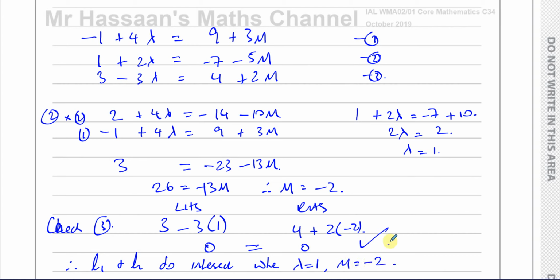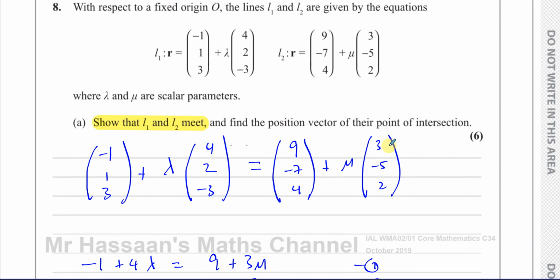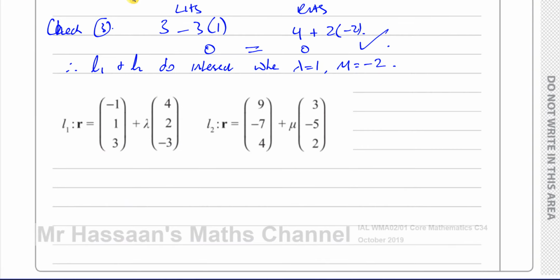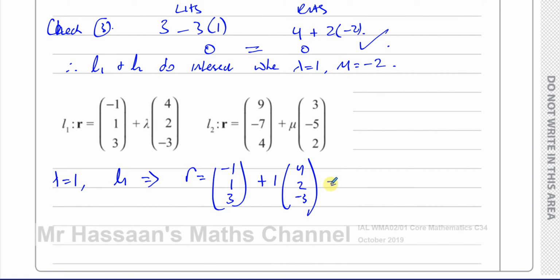Now we've got to find the point of intersection. All right, to find the point of intersection, we can choose either of these and the corresponding value of lambda or mu. Let's choose, for example, when lambda equals 1. Line 1 is going to be its position vector. You have r equals (-1, 1, 3) plus 1 times (4, 2, -3). So that gives us -1 plus 4, which is 3, 1 plus 2, which is 3, and 3 minus 3, which is 0. Okay, so (3, 3, 0).